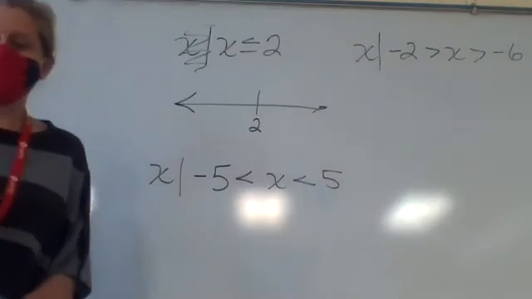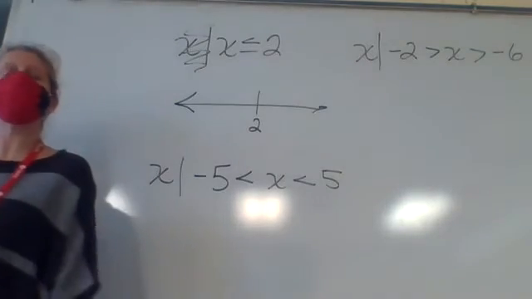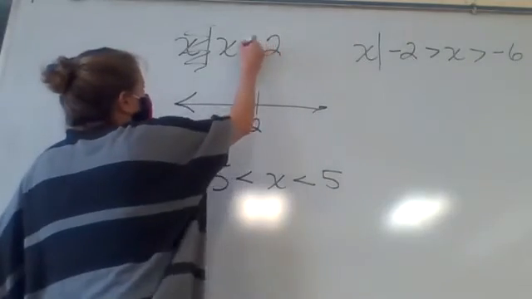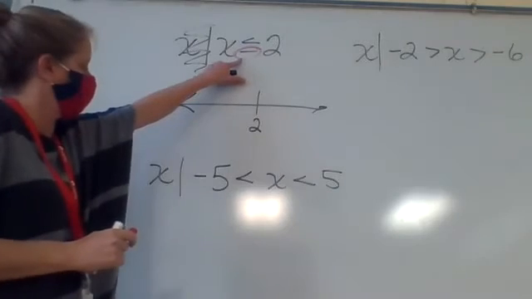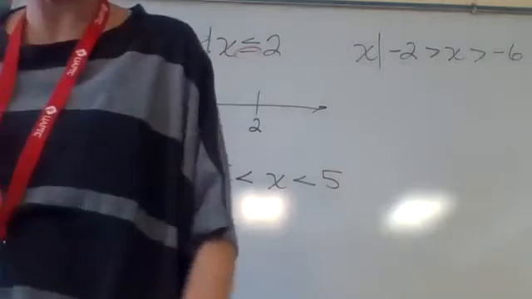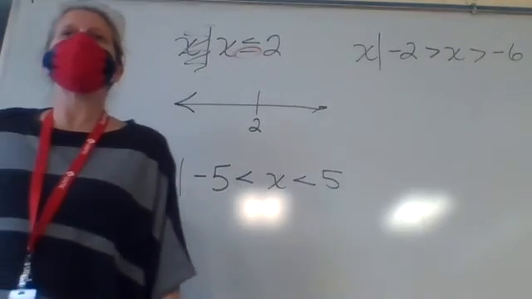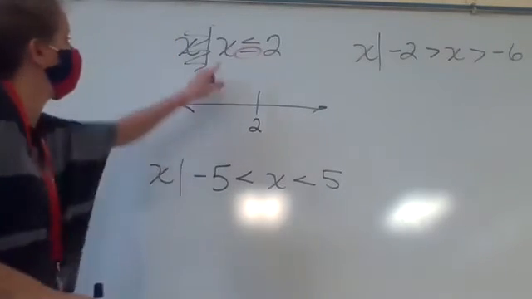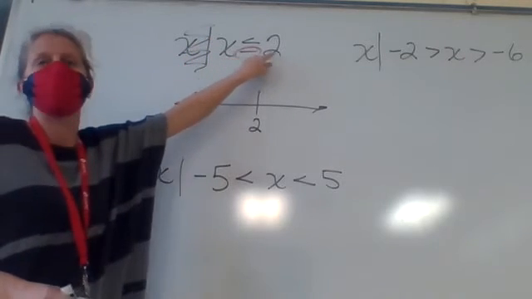Now, I'm either going to use a bracket or a parentheses on that 2. The way that you tell which one you're going to use is whether or not you have this equal to bar. See how this one has it, but these don't? That's the difference between using a bracket or a parentheses. If it's got the equal to bar, it's going to use a bracket. That means you want to include the 2. That means X is all the numbers that are less than or equal to 2.